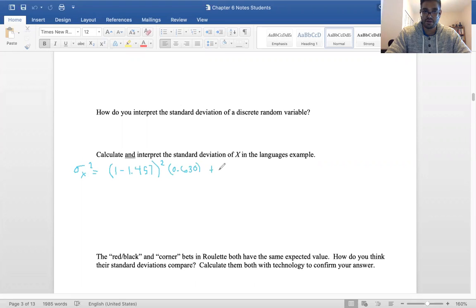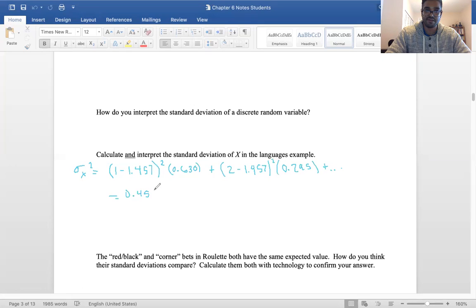Now I'm going to keep going. I'm going to just do one more, and then you guys can kind of fill out the rest. So 2 minus 1.457. You kind of see the pattern here. Squared times the probability of speaking 2 languages, which was 0.295. Okay, you can keep going. Plus, and then you dot dot dot, keep going until you get an answer of 0.450.